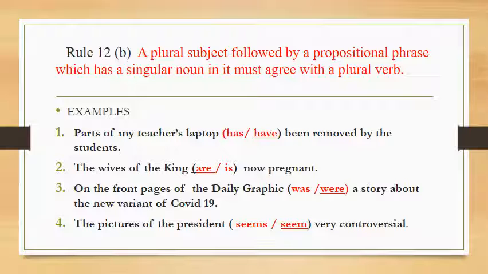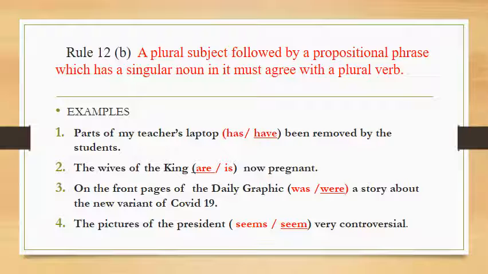Example 3. On the front pages of Daily Graphic were a story about the new variant of COVID-19. On the front pages. So the subject is front pages. And the pages is referred to as a plural subject. It must go with a plural verb, which is were. So on the front pages of the Daily Graphic were a story about the new variant of COVID-19.